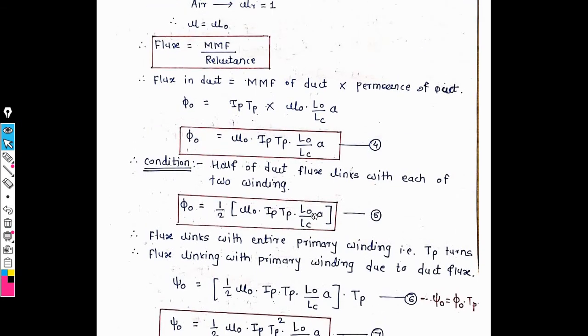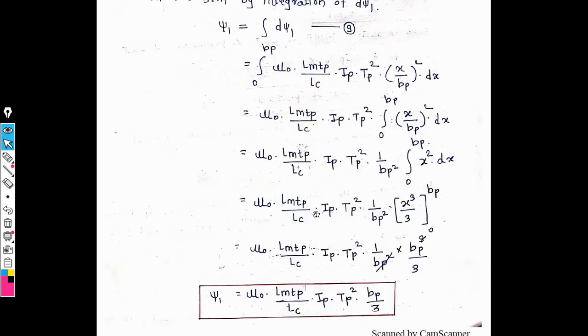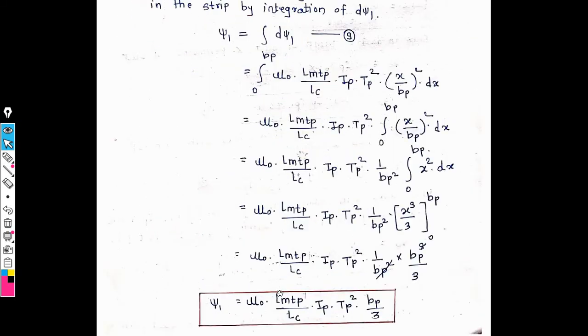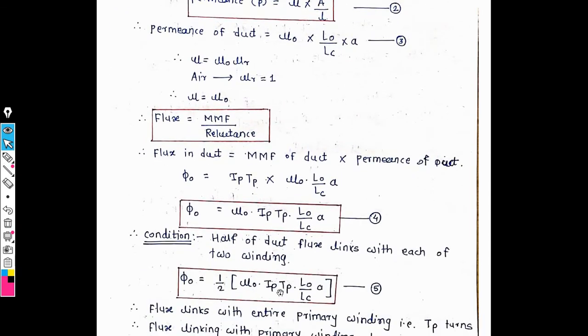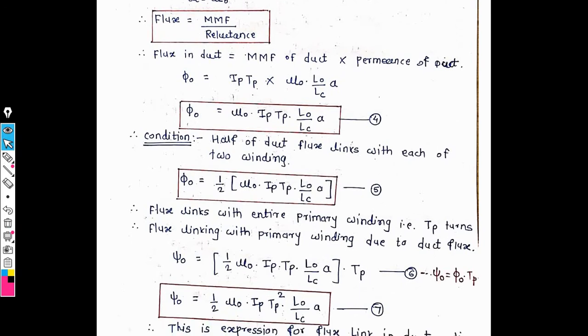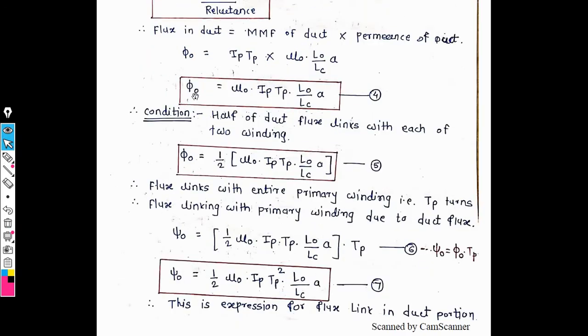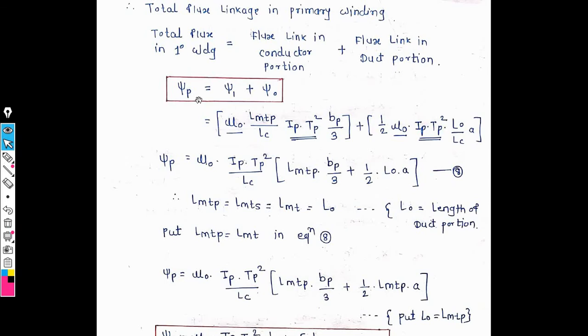In the previous lecture we calculated the value of psi 1. Psi 1 and psi 0 are calculated. Then psi p, that is the total flux in the primary winding, is equal to flux linkage in the conductor portion plus flux linkage in the duct portion. This is the expression we found in the previous lecture, and in today's lecture, at the start of the equation, we have found the flux linkage in the duct portion.